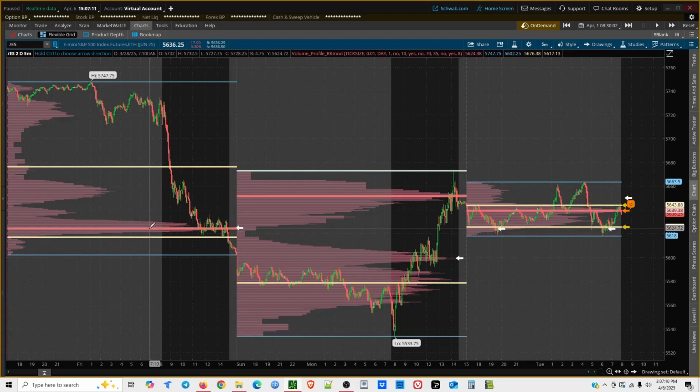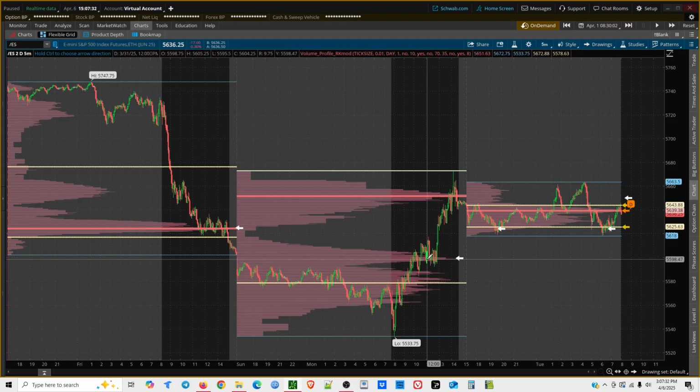Now you can see that the volume where POC was 2 days ago, the volume node was huge, just like the volume node was huge yesterday at POC here. But also, you want to take note of areas that could be solid for bounces, especially if they line up with some of our other things, like pivot points, like previous day low, things like that.